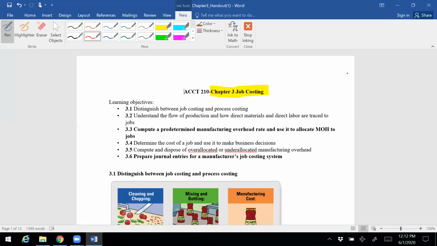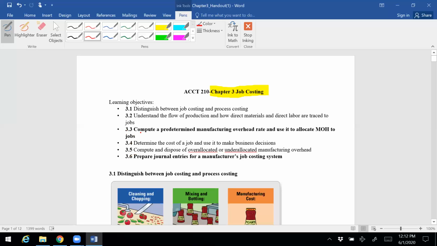So when our clients ask how much is your product, we can then give them the cost. Therefore, we need to allocate manufacturing overhead. So in this chapter, you have 6 learning objectives, right? But you have 2 main tasks.